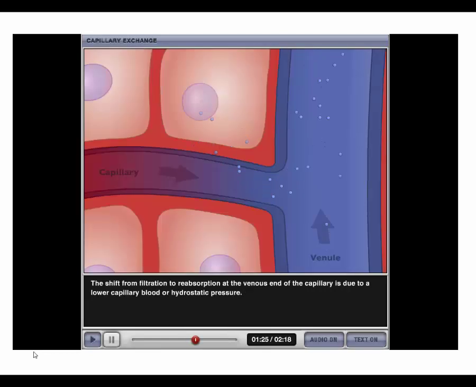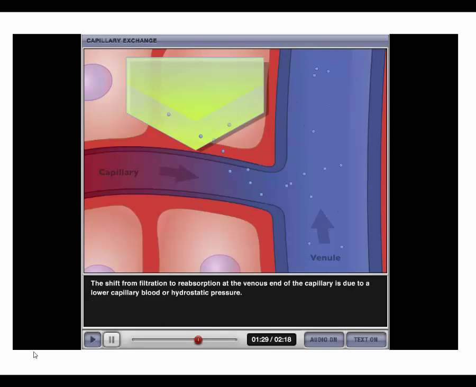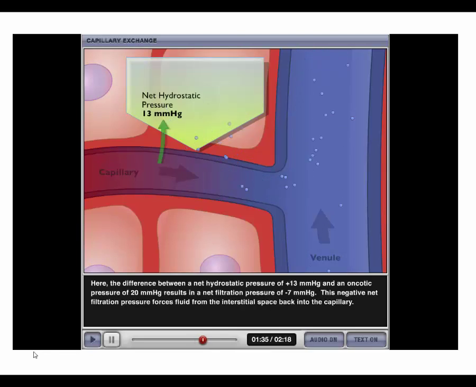The shift from filtration to reabsorption at the venous end of the capillary is due to a lower capillary blood or hydrostatic pressure. Here, the difference between a net hydrostatic pressure of 13 millimeters mercury and an oncotic pressure of 20 millimeters mercury results in a net filtration pressure of negative 7 millimeters mercury. This negative net filtration pressure forces fluid from the interstitial space back into the capillary.